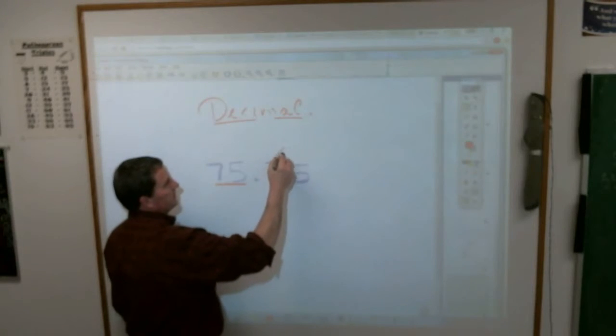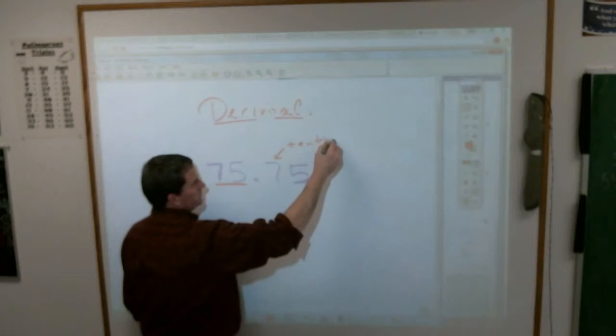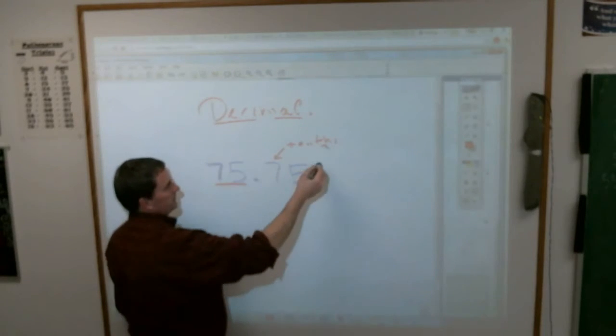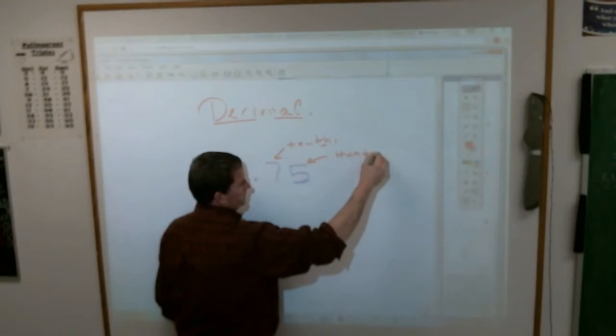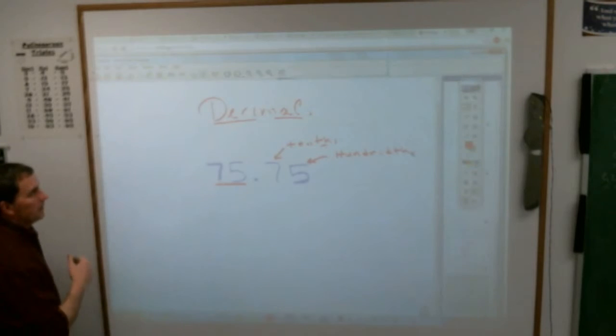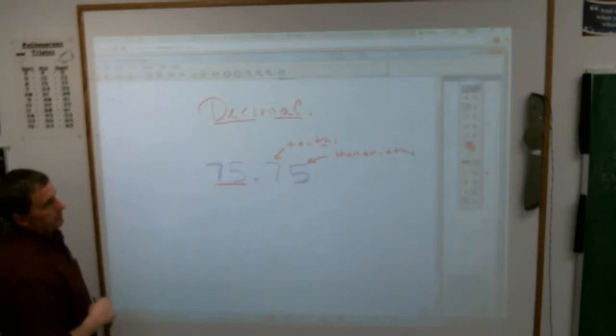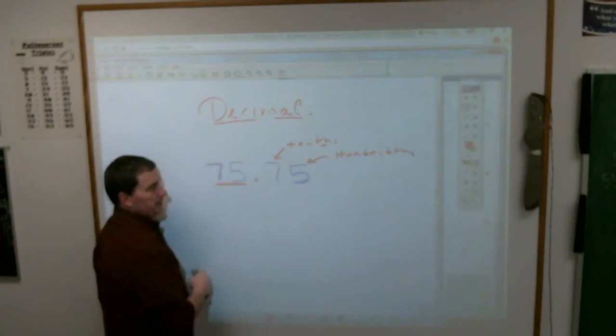is the tenths place. I think we talked about this. It's got a TH in it. And the second place after the decimal is the hundredths place. Okay. And a good way to think about that is in terms of money.